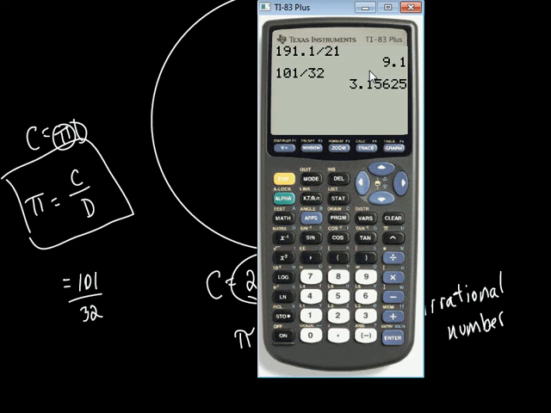Now, how do they do it with the computers and stuff? I really don't know. They have some crazy ways to do things. But that's how you can find what pi is. Pi is just a little bit more than 3.